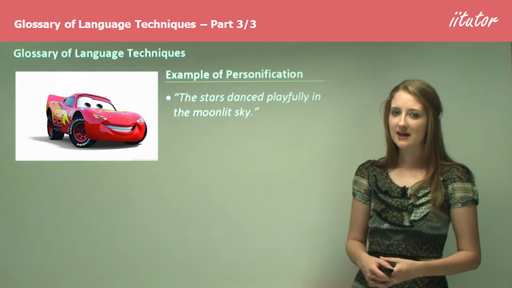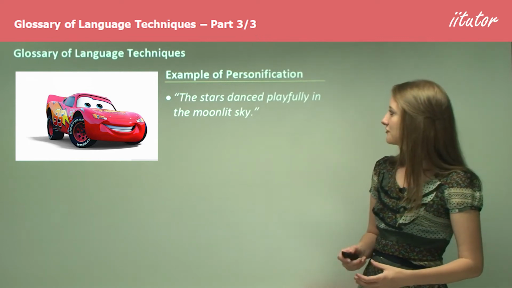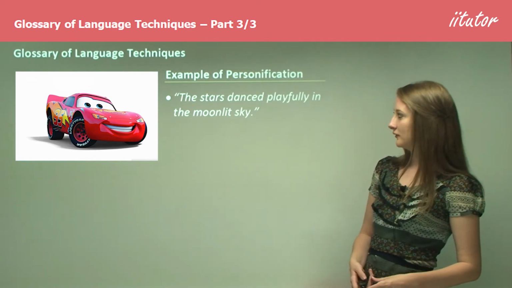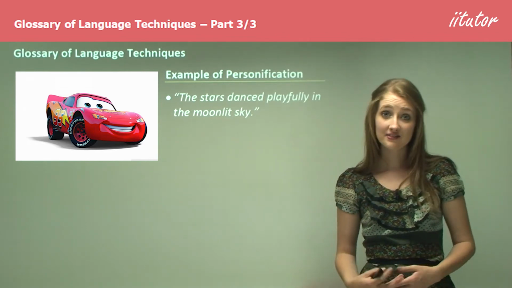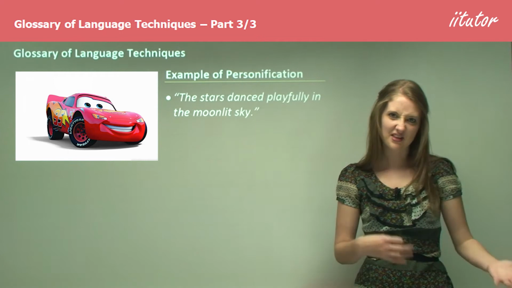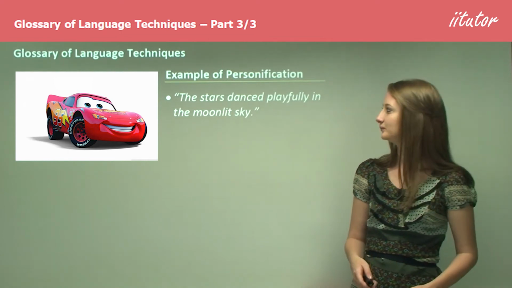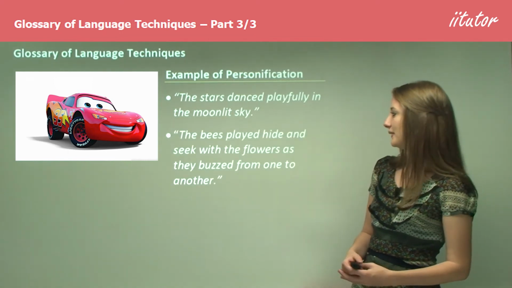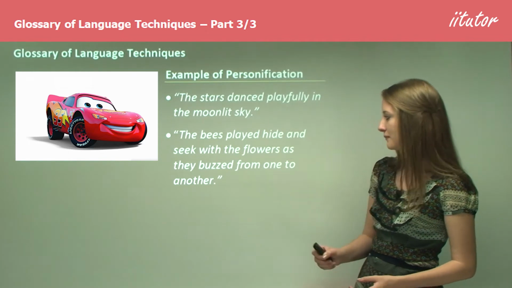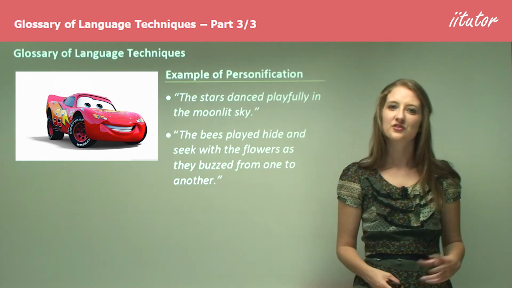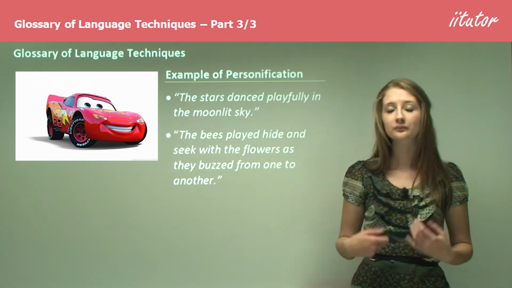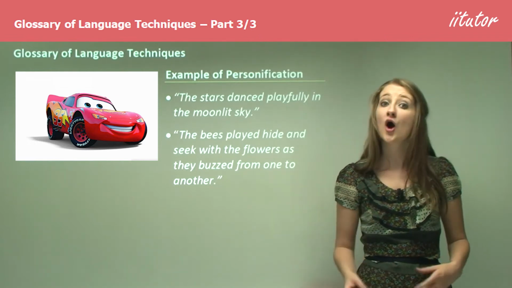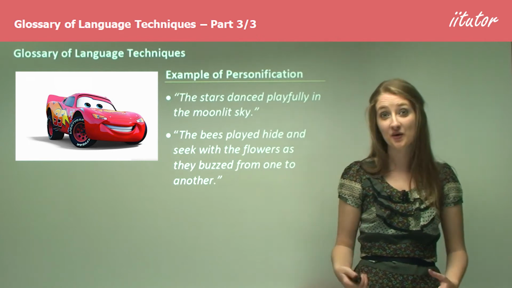So if we look at an example of personification, the stars dance playfully in the moonlit sky. So we get the sense that the stars are dancing, they're doing a human action, yet they're stars so they can't dance. The bees played hide and seek with the flowers as they buzzed from one to another. So again, the bees, they're playing a human game, they're playing hide and seek. They really have that sense of human characteristics even though they're not actually human.